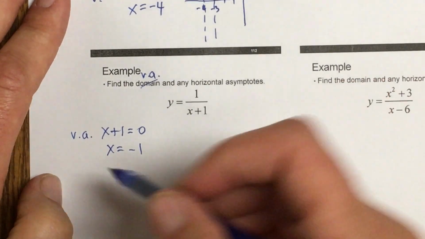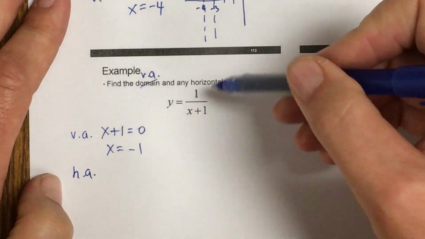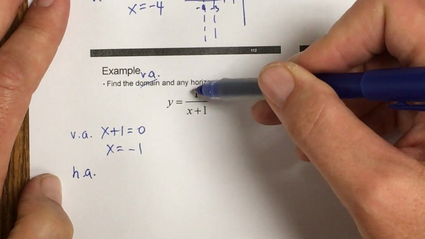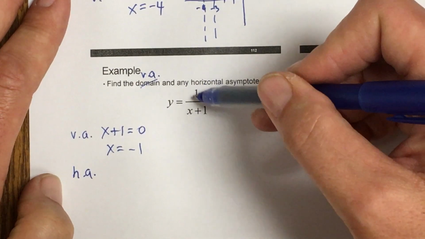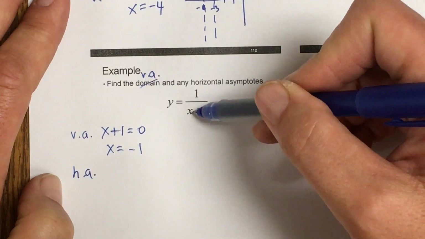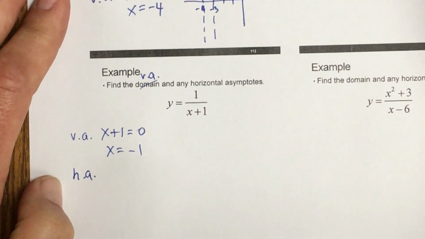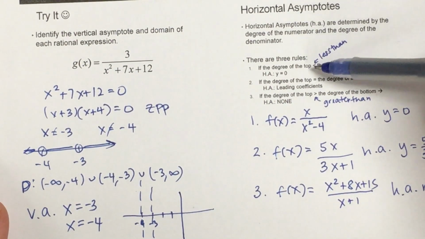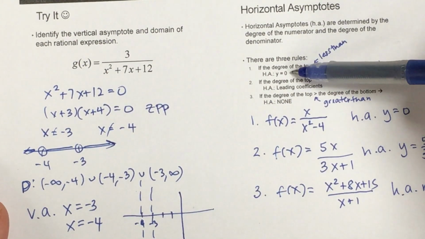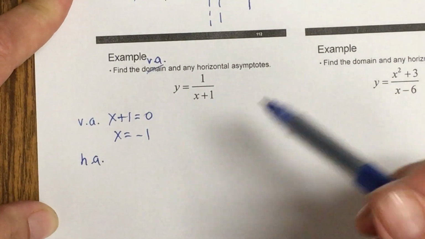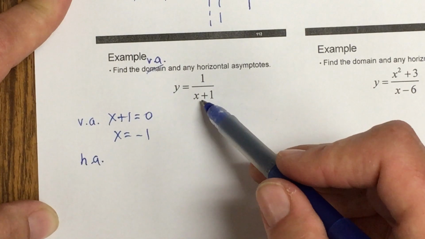Horizontal asymptotes. To figure out if there are horizontal asymptotes, we're going to look at what's the degree in the numerator? It's 0, because there is no x there, whereas this is x to the first. So this one's smaller than this one. That takes us back up to the first rule where it says if the degree on the top is less than the degree on the bottom, then y equals 0 is the horizontal asymptote. So going back, the degree on the top is less than the degree on the bottom.